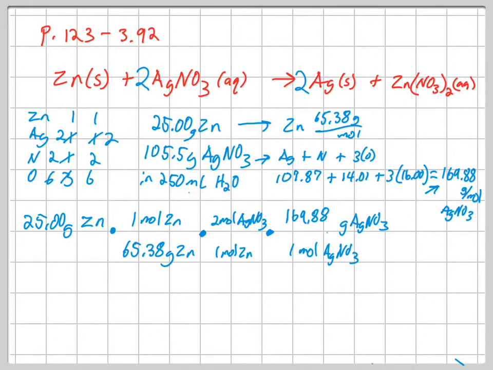Now, before we do our actual math, let's make sure our units cancel out the way that they should. Here we have grams of zinc, cancels with grams of zinc. We have moles of zinc, would cancel with moles of zinc. Moles of silver nitrate cancels moles of silver nitrate, so the only units left over are grams of silver nitrate. So in my answer there, I have grams of silver nitrate.